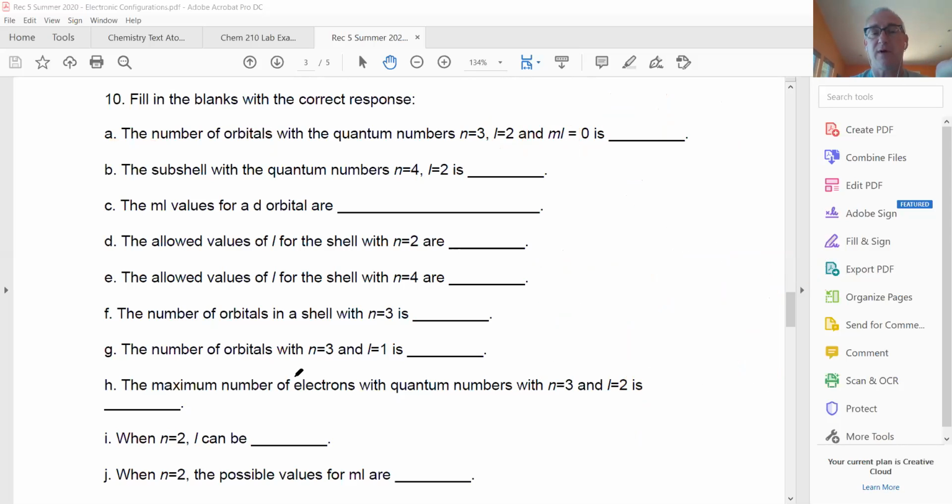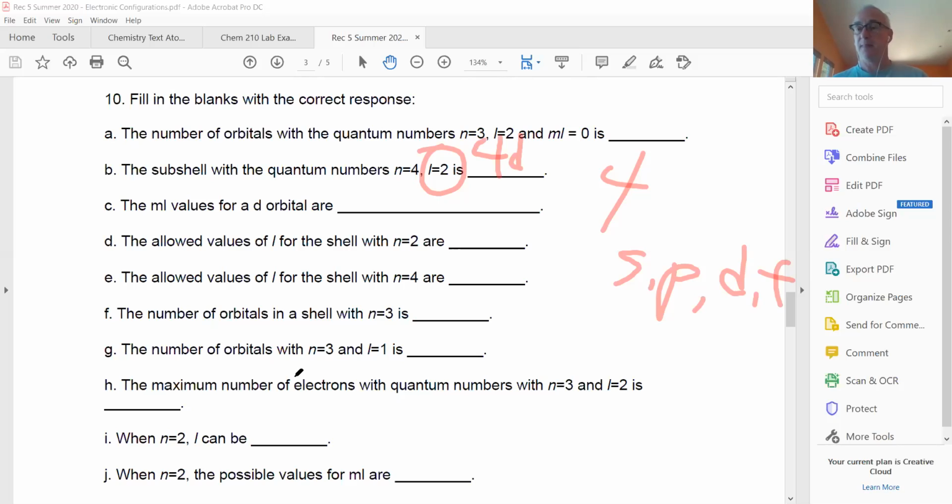So the second one just asks you for a subshell. So if it's a subshell, we know we're asking for S, P, D, or F. So n equals 4, that just tells us it's in shell number 4. So we just put 4. So if L equals 2, again, what subshell is that? D. Yeah, so the answer would be 4D, not just any D, because it's a specific D subshell. It's the one at level 4. So it's the 4th shell, D subshell inside level 4. So it's 4D for that one.